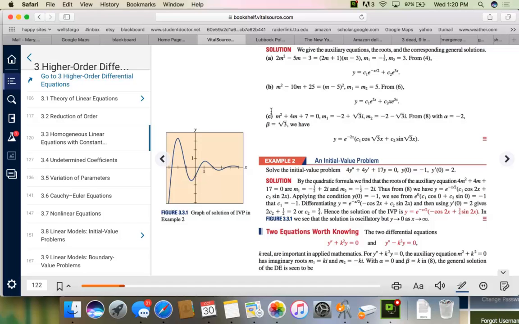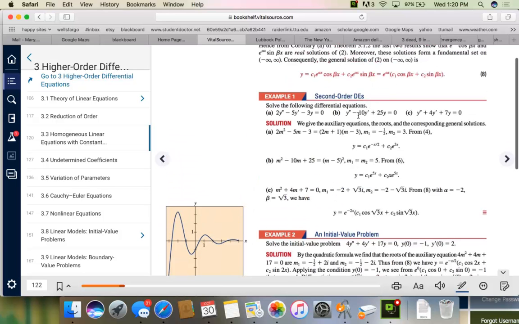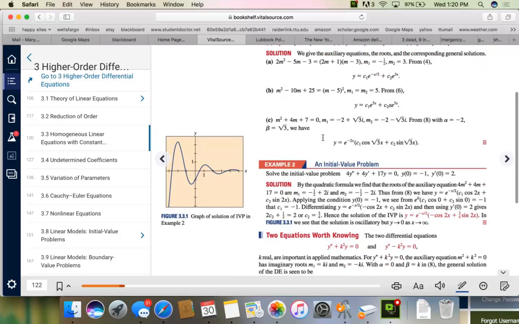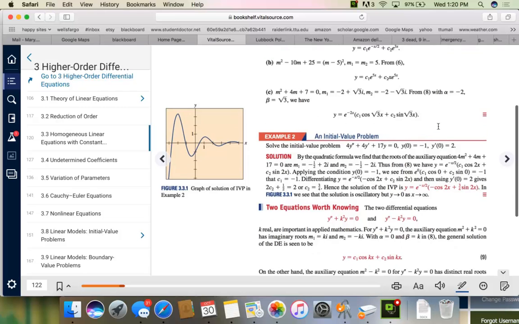And then finally, for example C, if you use the quadratic formula, you find that this is a complex conjugate pair where alpha is minus 2 and beta is the square root of 3. So substituting in for alpha and beta in equation 8, we get this expression for y, which is your damped sinusoid.